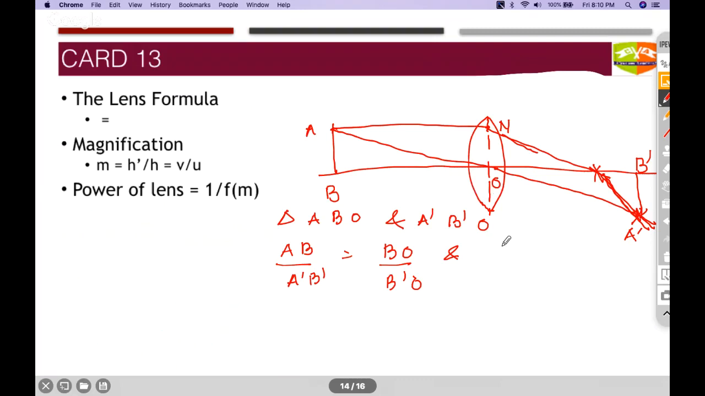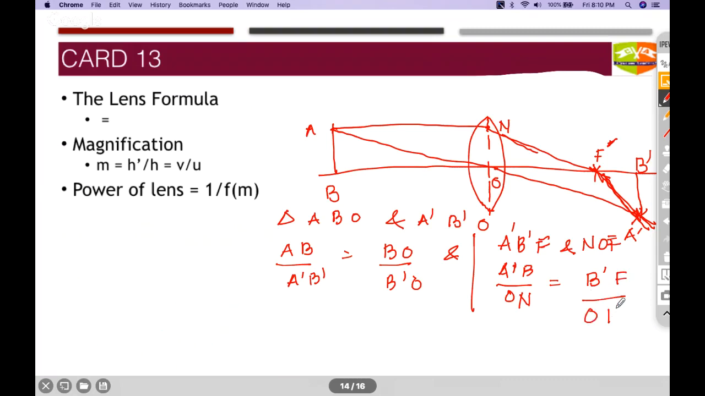So I'm taking triangle, one second, I'm taking the second triangle that I'm taking is A dash B dash F, and suppose there is F here. So I am taking A dash B dash F and NOF. So in this particular triangle, A dash B dash divided by ON is equal to B dash F divided by OF.